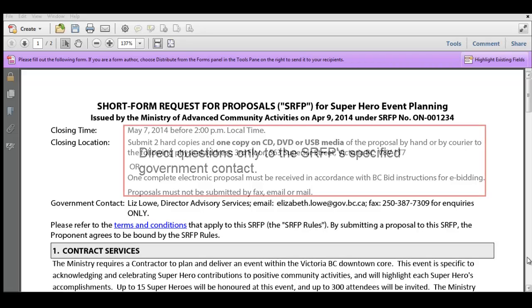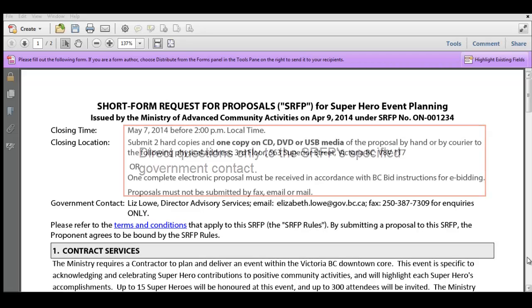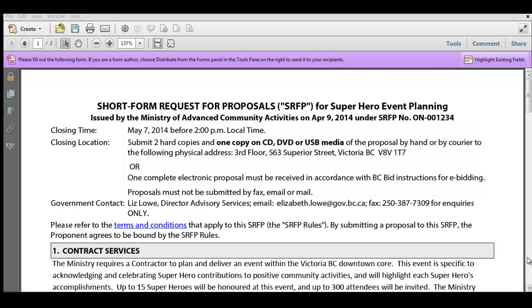When asking them, though, it's very important to only go to the government contact person. Please don't go to somebody else you might know in the ministry who may or may not know about this SRFP. You can't rely on the information that comes from any other source than the government contact.